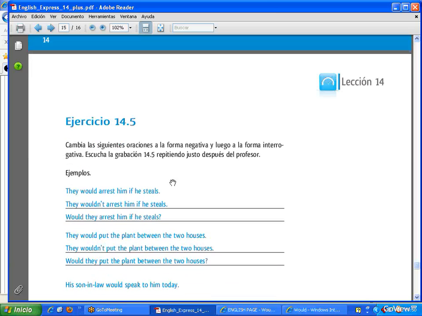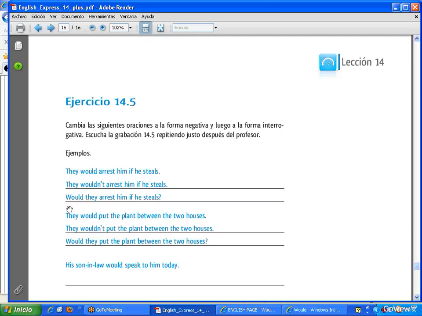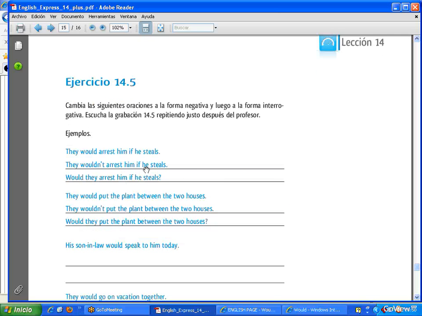Okay, they would put the plant between the two houses. They wouldn't put the plant between the two houses. Would they put the plant between the two houses? Okay? Su yerno hablaría con él hoy. Okay? His son-in-law would speak to him today. Okay? Si tiene oportunidad. If he has the opportunity, he would speak to him. Okay? So, his son-in-law wouldn't speak to him today? Or would his son-in-law speak to him today?